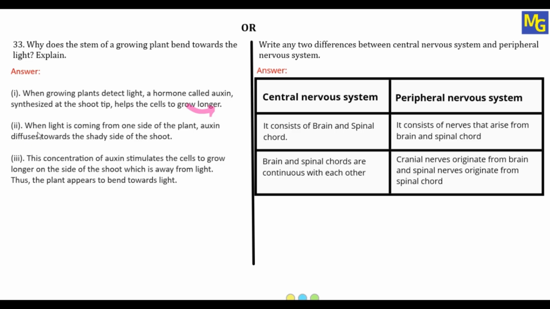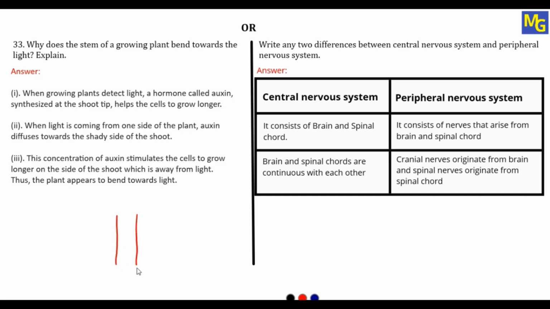Now the second point. When the light is coming from one side of the plant, auxin diffuses towards the shady side of the shoot. Once the light falls on the plant, that area of the plant will detect the light and secrete the auxin. But that auxin will diffuse backward, to the shady part of the shoot.